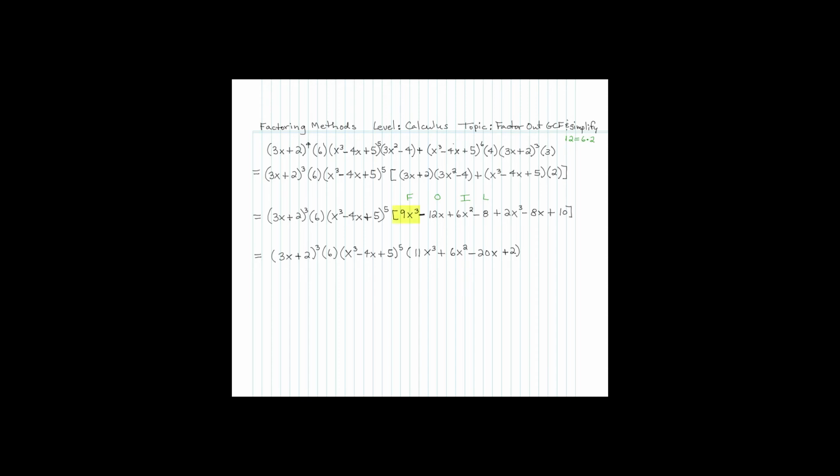We have 9x to the third plus 2x to the third, which gives us 11x to the third. We're bringing down the 6x squared. There was no like term for that. Negative 12x minus 8x is negative 20x, and negative 8 plus 10 is 2. This is now completely simplified.